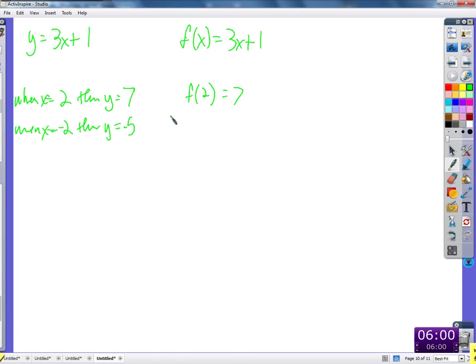Okay? Over here, what would I write to represent this whole sentence? f of negative 2 equals negative 5. That's it. A lot faster, concise. And not only that, if g of x equals negative 2x minus 6, now I can ask a question about either function I want with whatever input I want really quickly. So what if I said g of 2? What's g of 2?